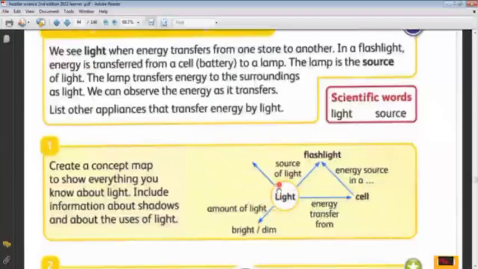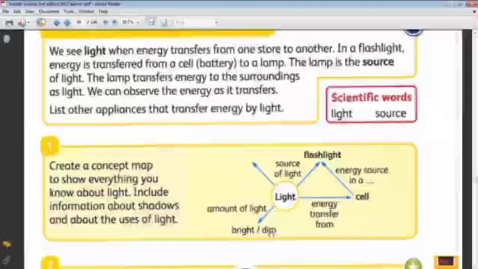When the amount of light emitted from the flashlight is small, it is dim. Dim means the amount of light energy that comes out from the device is small, so everything around us is not very clear.